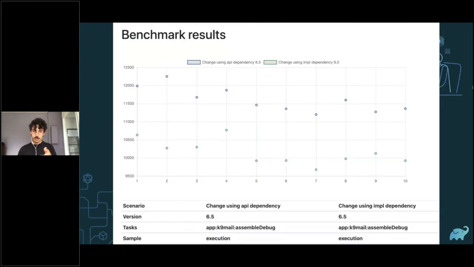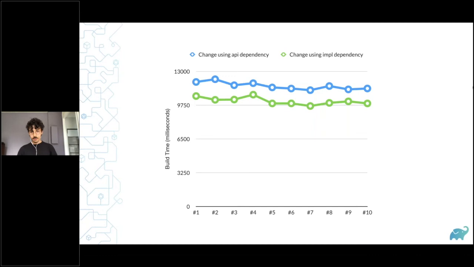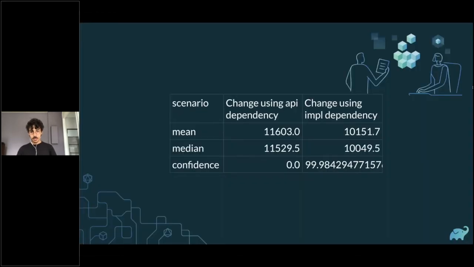When you run the Gradle Profiler, you'll get a report just like this. It's really beautiful. Actually, not really, but you also get a CSV file, so you can export it to your favorite utility. So these are all the benchmark builds. And you can see that using the API dependency in this case takes more time than the implementation dependency. Here you also get the mean and the median, the confidence, whatever.